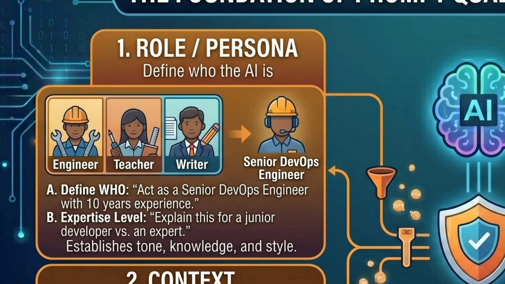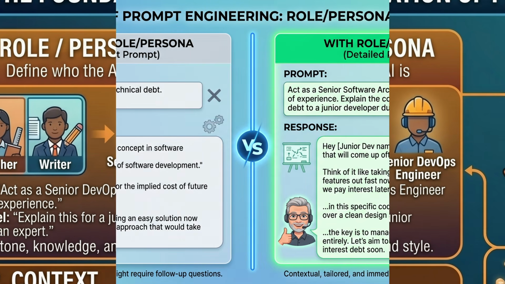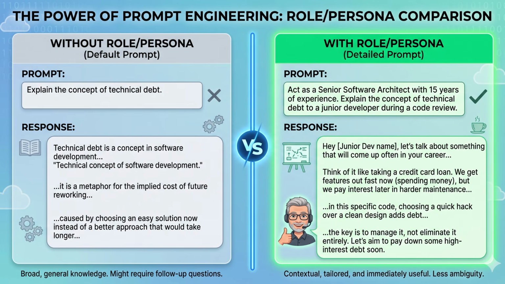First, define the role. Don't just ask for a script. Tell the AI it's a senior DevOps engineer or a creative director. Setting the persona locks in the tone, the expertise, and the vocabulary. To see this in action, we use the A/B testing approach. By keeping the core task identical, we can isolate exactly how much the persona influences the final result.